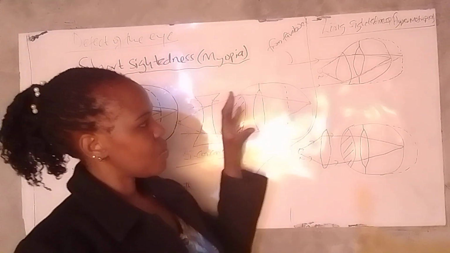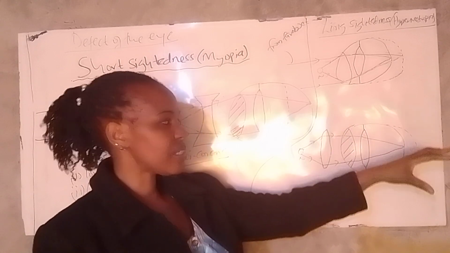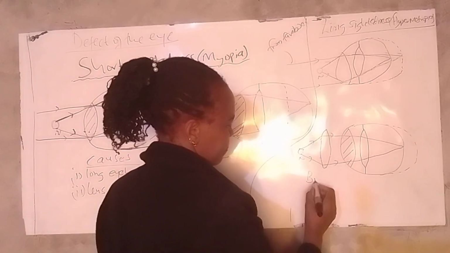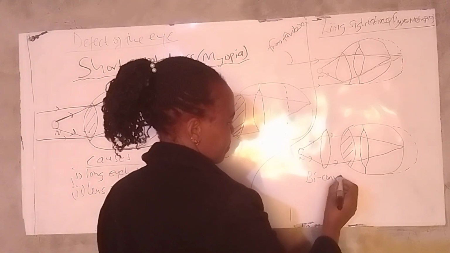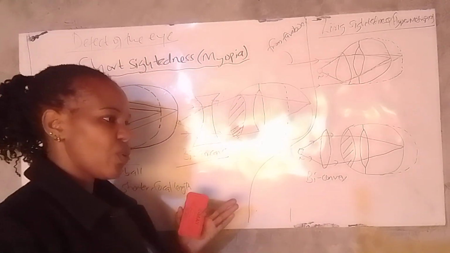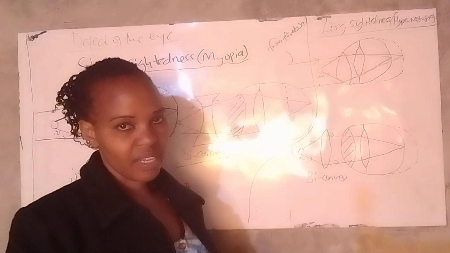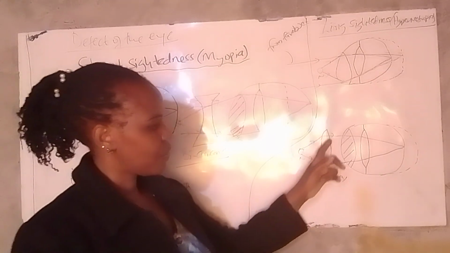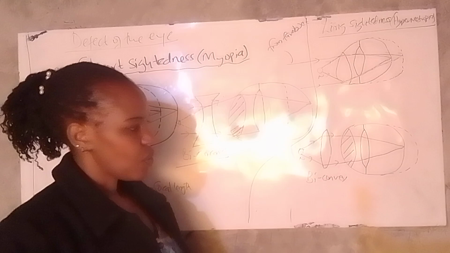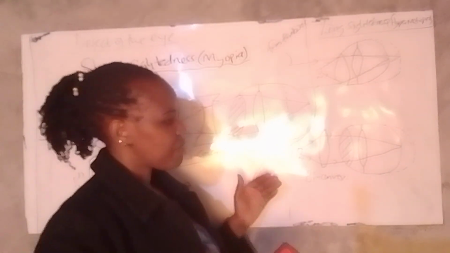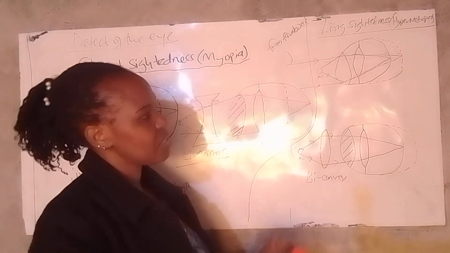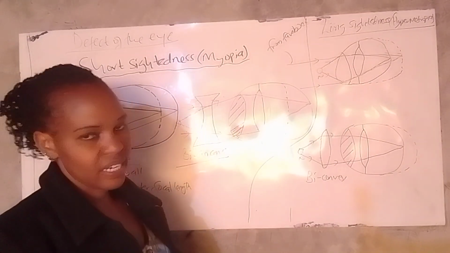So before, they converged behind the retina, but after using a converging lens, biconvex, these rays are converged before they come to the eye. Before they meet the cornea, they are a little bit converged by the converging lens. And once they have been converged like that, now after being converged by the cornea and by the eye lens, now they can meet on the rightful place, the retina.